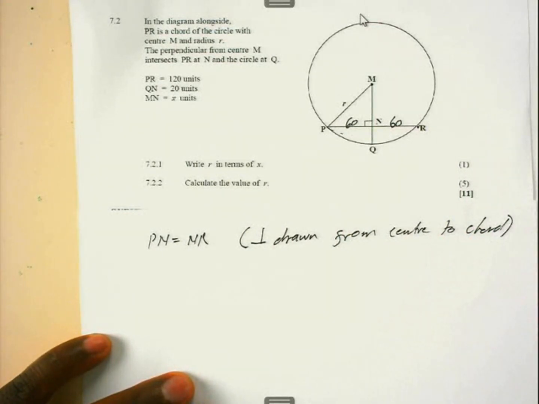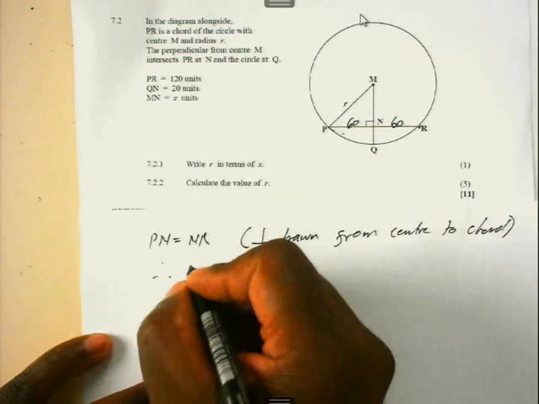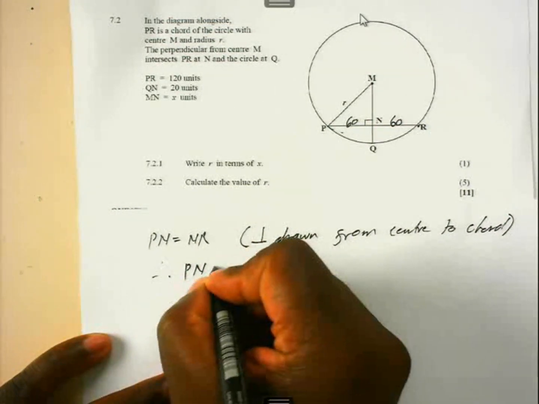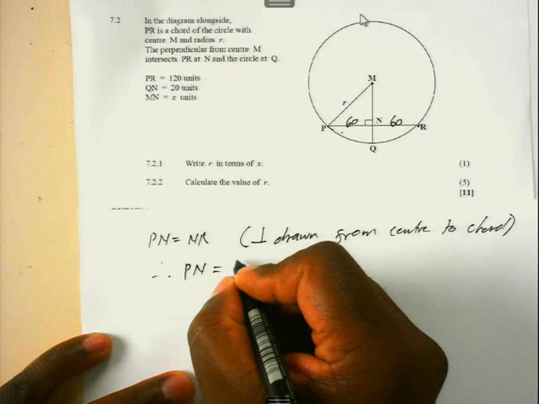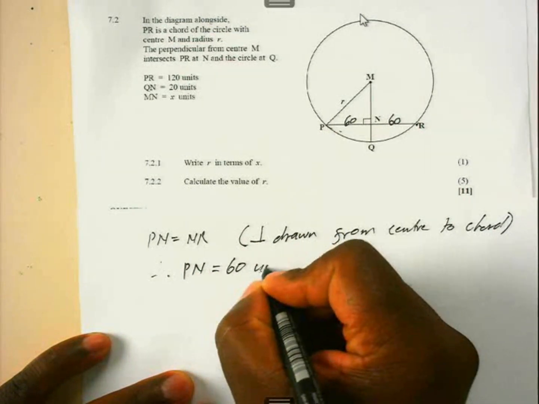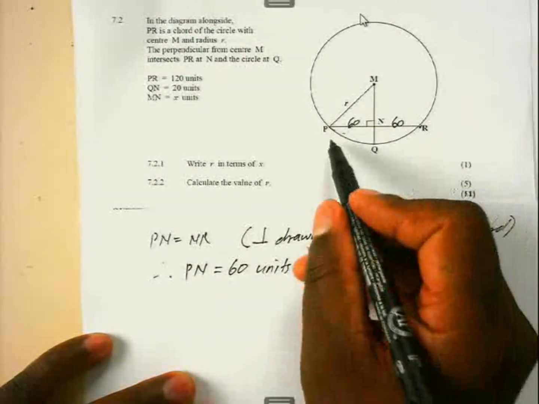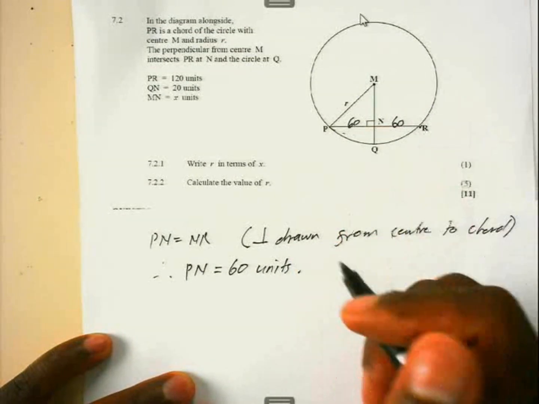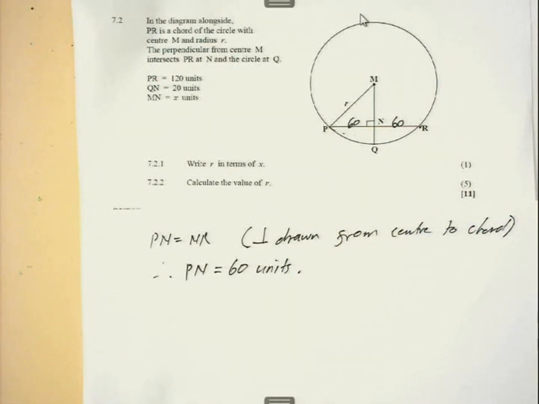A perpendicular drawn from the center to a chord bisects the chord. Therefore, what does that mean? It means PN is equal to 60 units. PN is 60, NR is 60. We're just indicating the given information on the diagram.